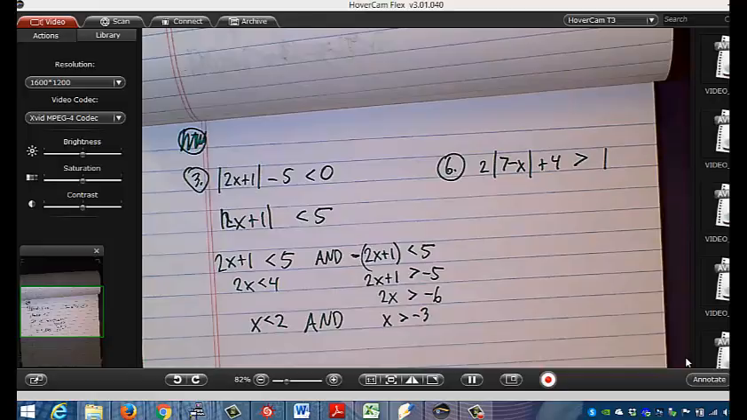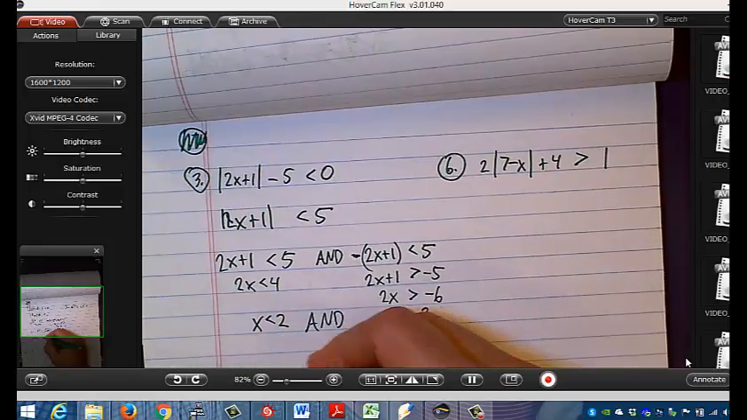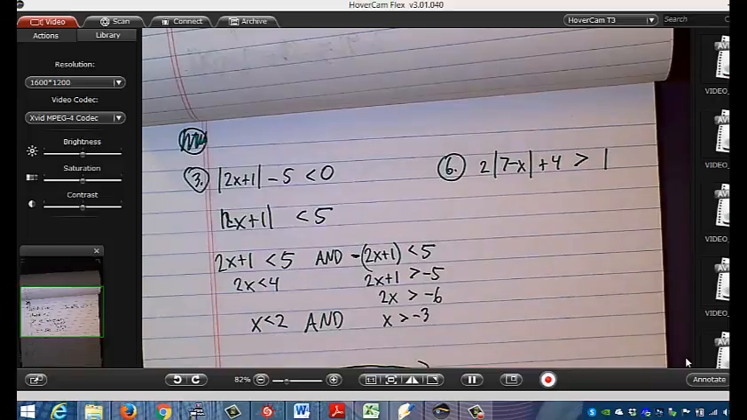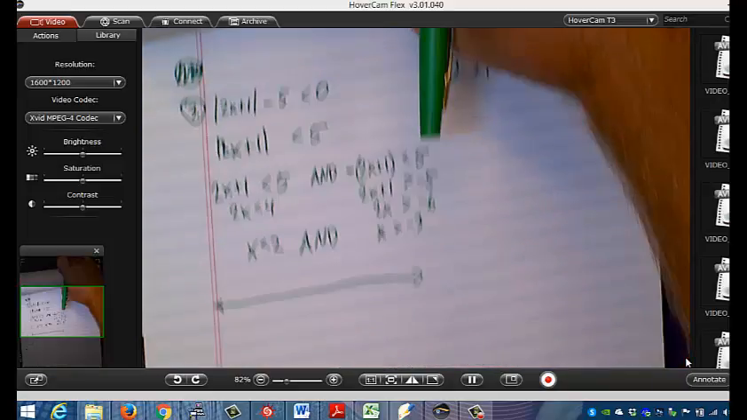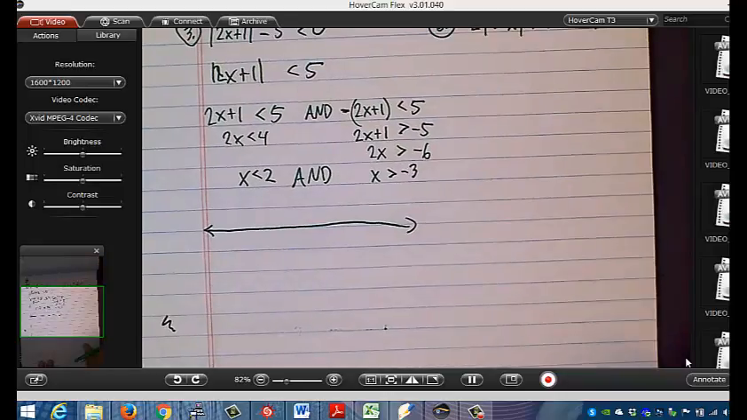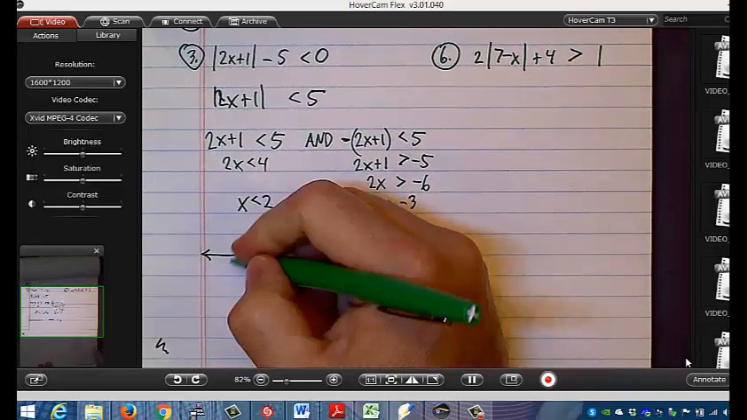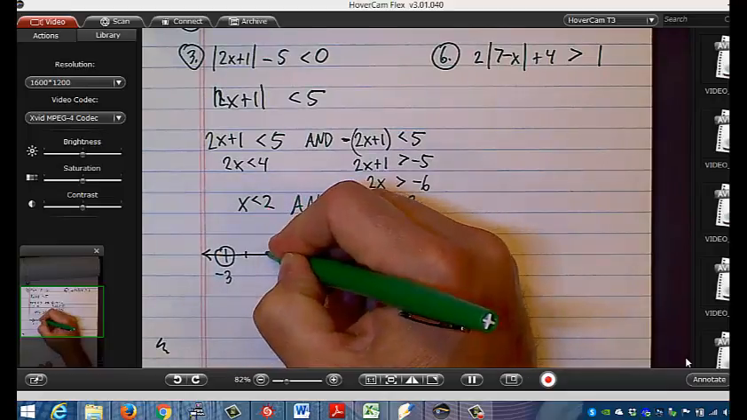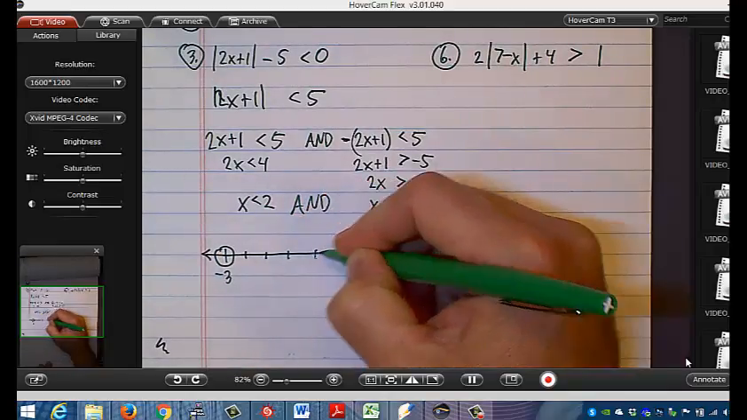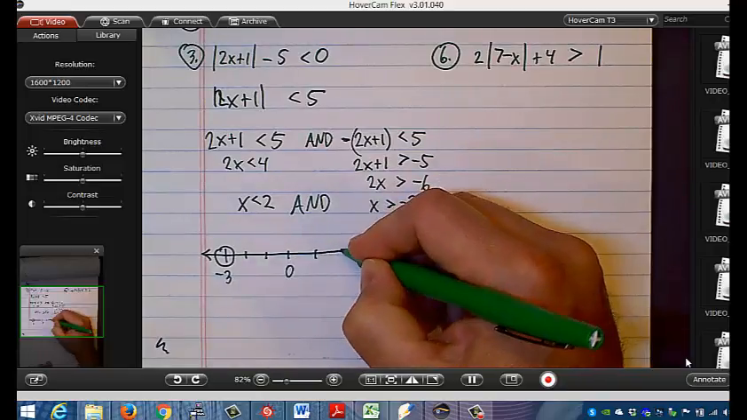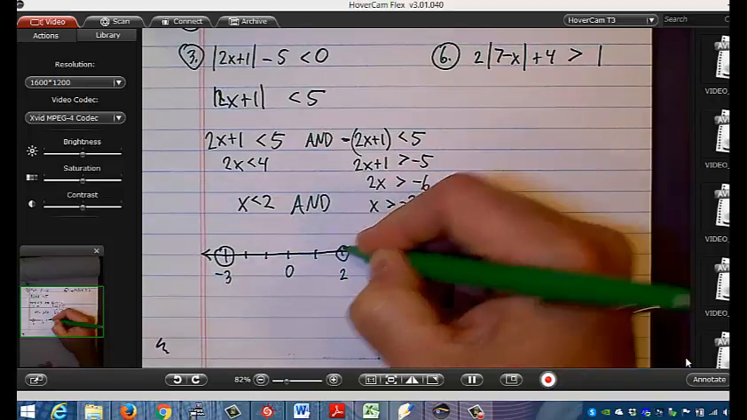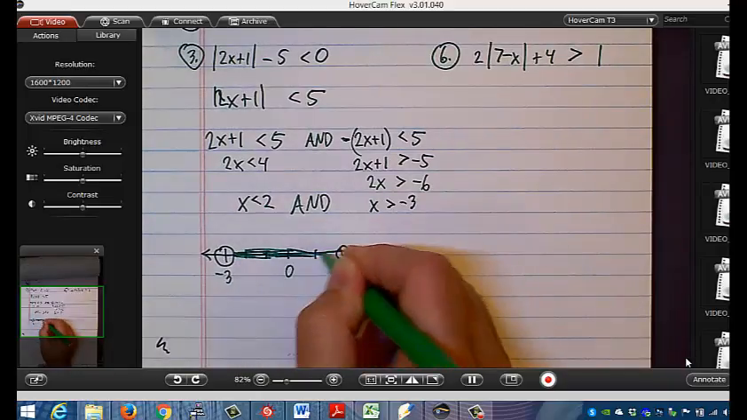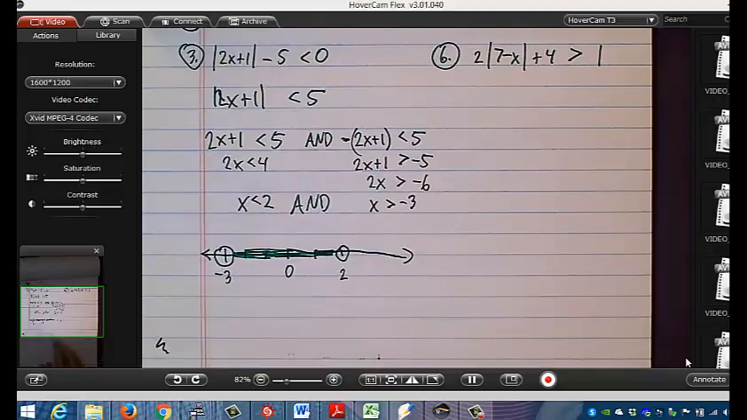right? And so I go ahead and draw my picture of this. And so we want to be greater than negative 3. So that picture is going to look like, here. Let's say here's negative 3. I'll put an open circle there, negative 2, negative 1, 0, 1. So here's 0, let's say. And here's 2. I'll put an open circle there. I want to be less than 2 and greater than negative 3. So that's a picture of what it looks like.